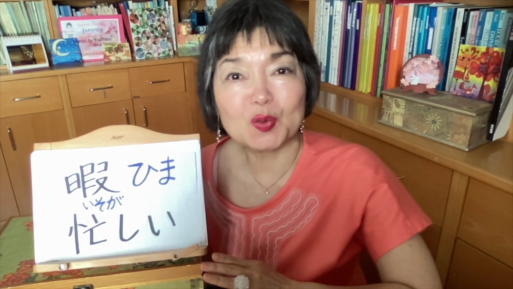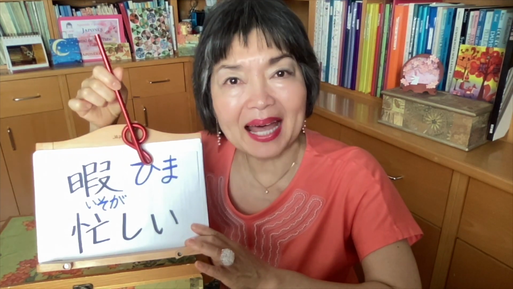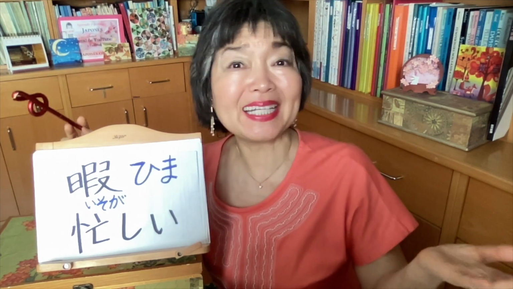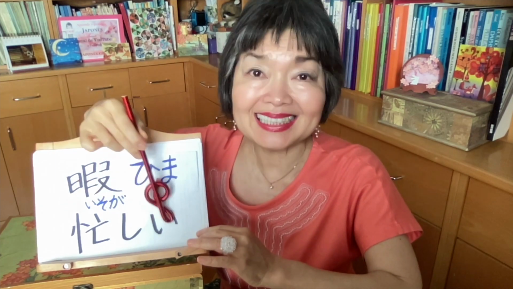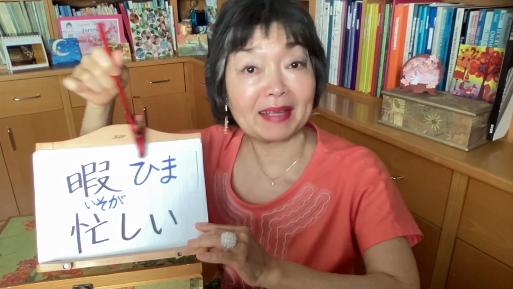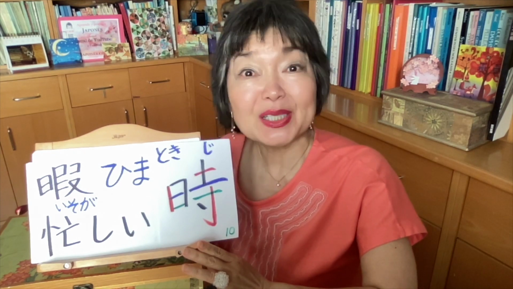Now, this time I'm going to use na adjective. Do you know this adjective? Na adjective, 暇. It means I don't have anything to do. So, spare time or free time. And 忙しい, this is i adjective. It means busy. So, this is busy, and the other is I don't have anything to do. 暇. When I don't have anything to do, I watch YouTube. 暇なとき、YouTube を見ます。When all of my family is well, then I feel glad.